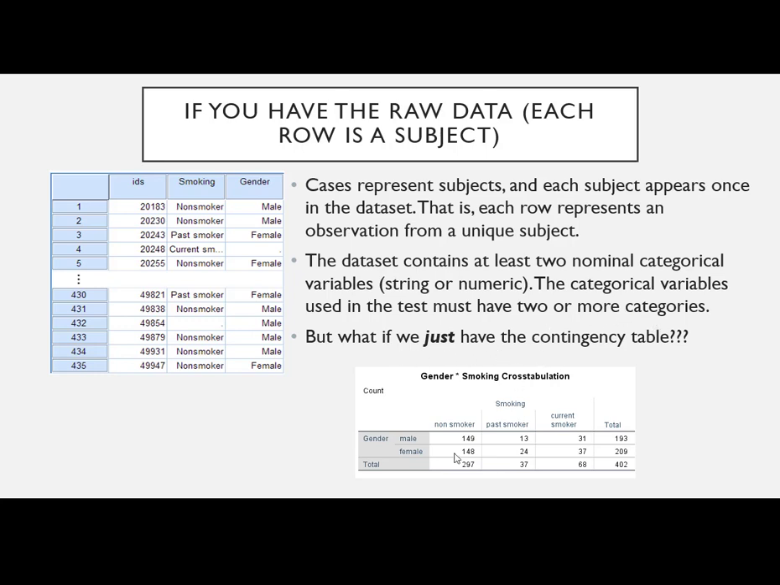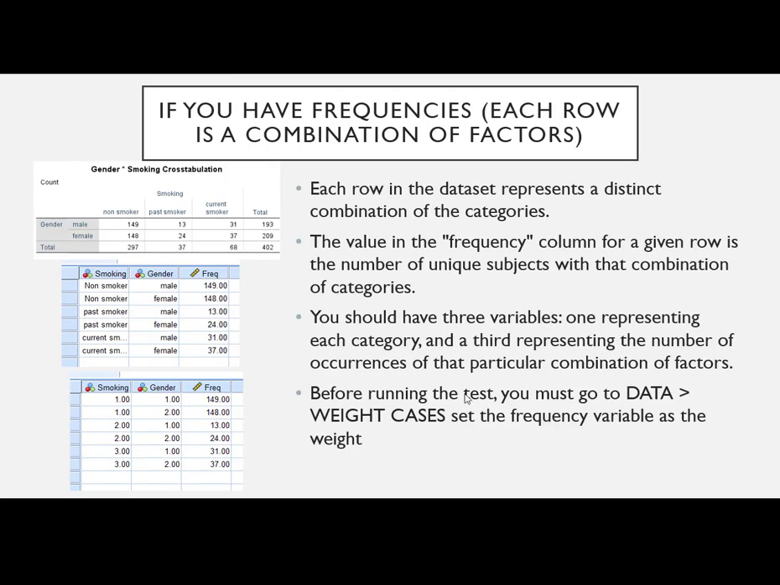But what if we are just given this, the contingency table, and we don't want to have to go in and input 149 people that we code as non-smoker on one variable and code as male on the next? I mean, that's 400 people that we would have to create 400 lines of data for. If you're just given this, you're not out of luck. There's a way to do it, but it's a little bit more complicated.